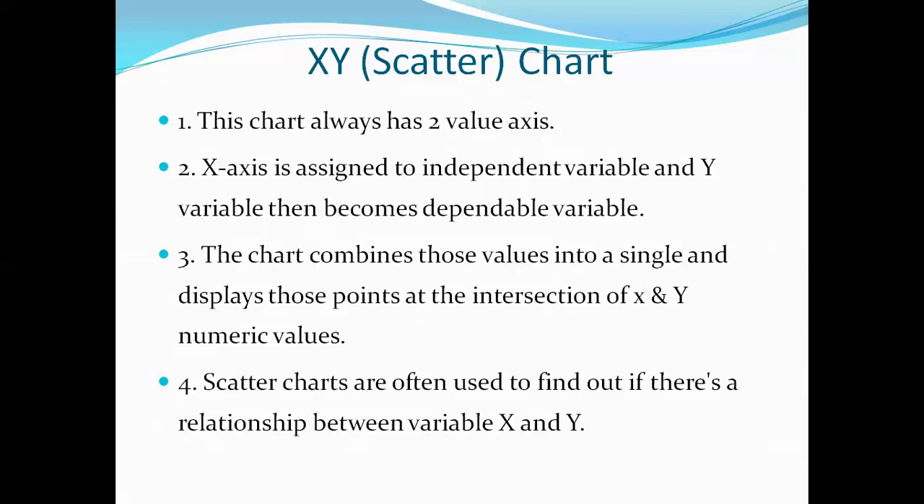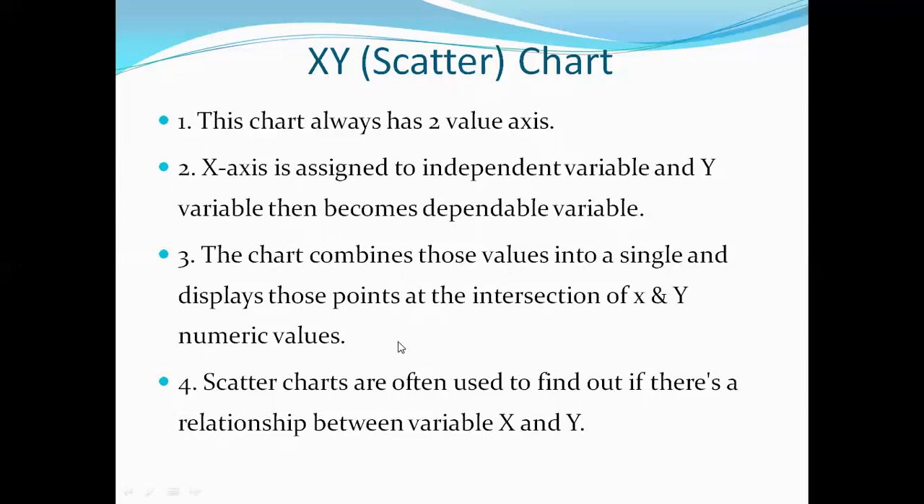So this chart has two value axes, X and Y. The main thing you have to remember here is that the X axis is independent, while the Y axis is dependent on X. Again, I'm repeating, and you can also read it on the screen. The X axis is the independent variable, while the Y axis is dependent on the X axis. The chart combines those values into single data points and displays them at the intersection of X and Y.